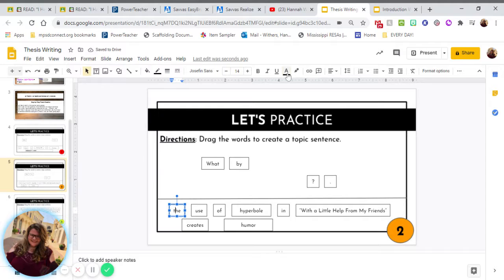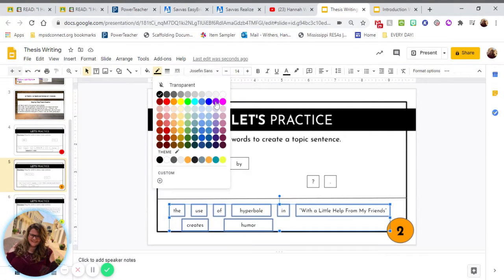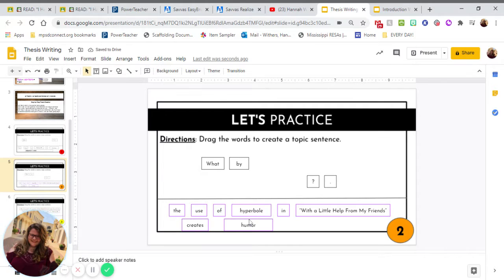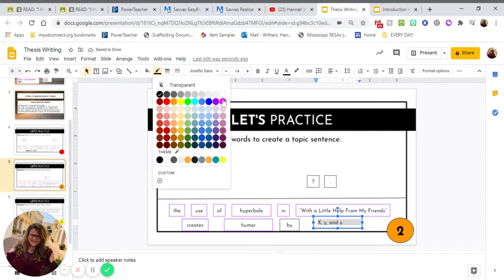And so all of these words, if you wanted to go that far, which, here, I know how to do this quickly. Creates humor. We're going to change the text or the border color. Yeah, we'll do that. Make that purple, because remember, we color coded. Humor by, that's our connecting word, X, Y, and Z. And as you look at this, as we create this thesis, obviously you'd have real topics there, but that's the structure. That's the sentence we are writing.